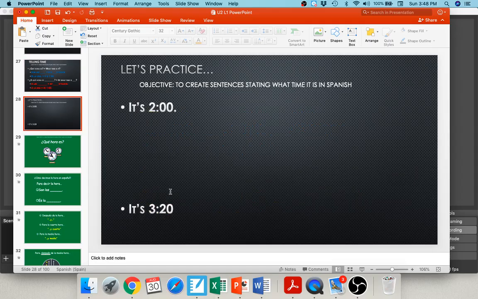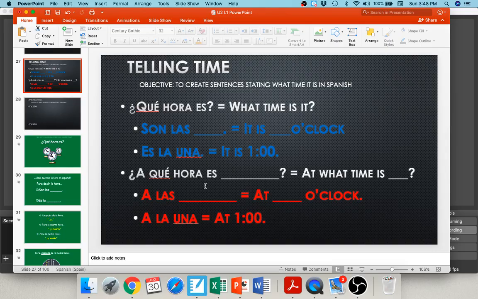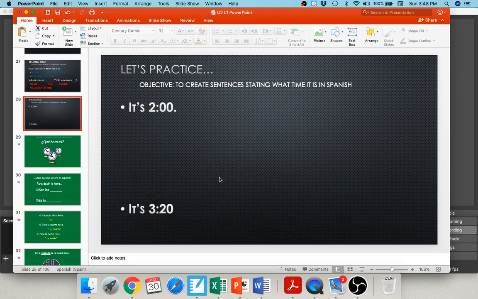Same thing for the next one. It's 3:20 in this case, so it's not 1. I'm not using es la una. I'm going to start with son las. To say 3, we're going to say son las tres, and 20, son las tres y 20.